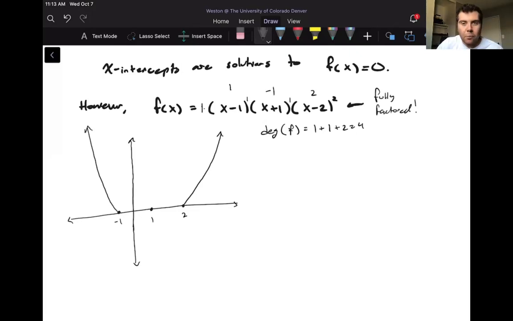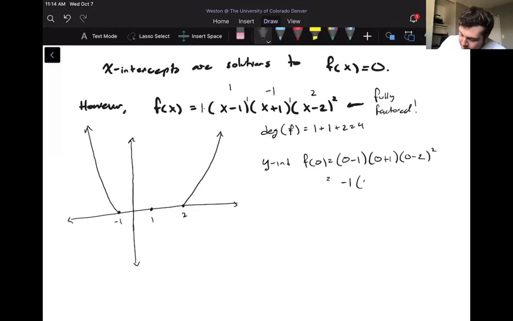So that's from 5.1. And then we just want to figure out what's going on between -1 and 1, and between 1 and 2. Quick thing to do is to get the y-intercept. So that's f of 0, which is 0 minus 1, 0 plus 1, 0 minus 2 squared. So that's minus 1 times 4, minus 4. So we're down here at minus 4.